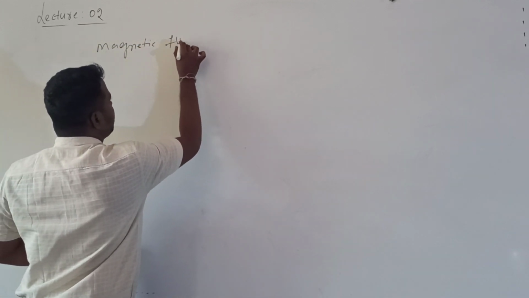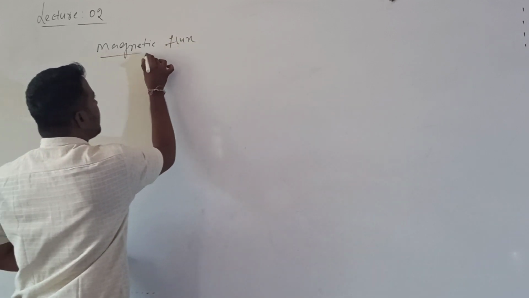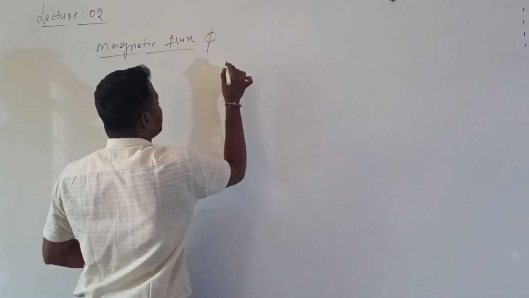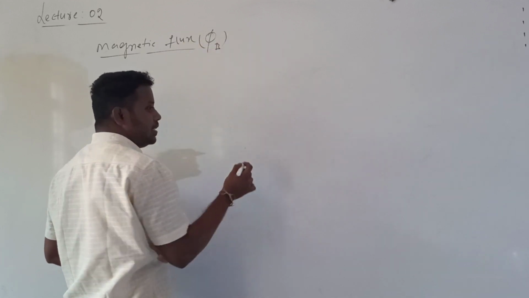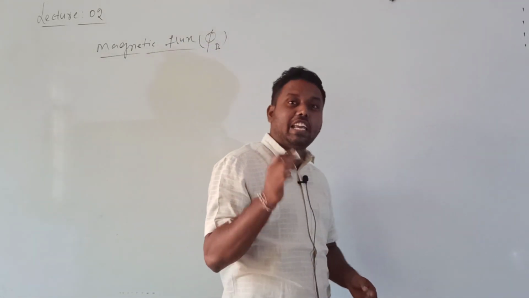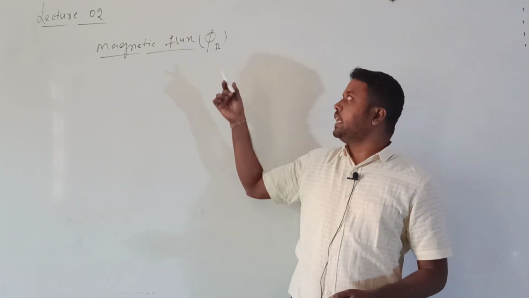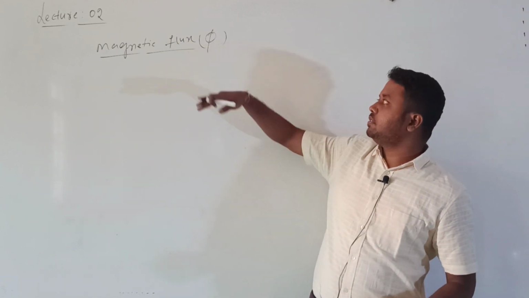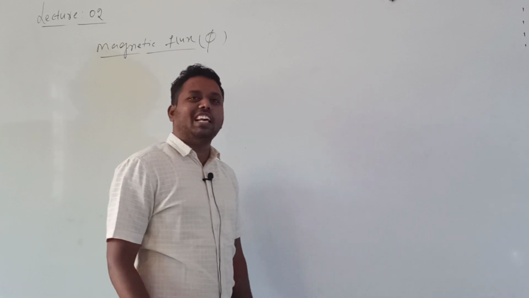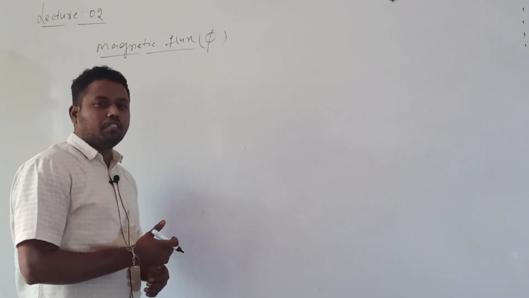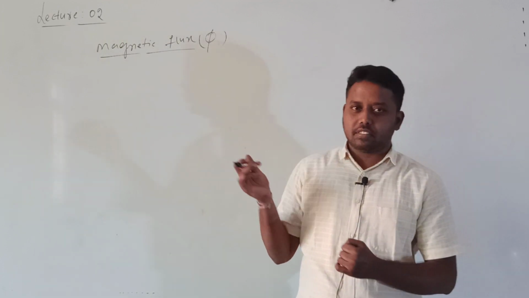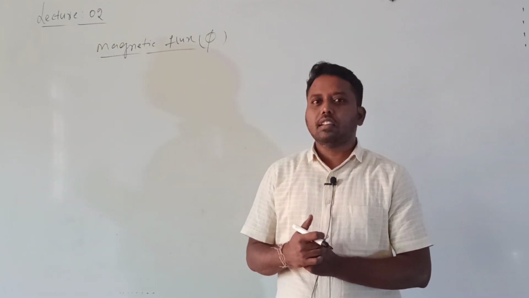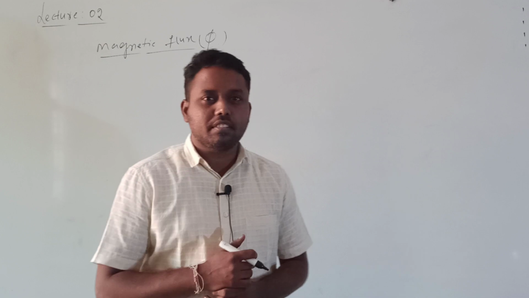What is magnetic flux? Magnetic flux is represented by the symbol phi or phi B, because electric flux also exists, that is phi E. Here I can write magnetic flux as either phi or phi B, because yesterday many times I told you the magnetic field will be represented in terms of magnetic flux. So what is magnetic flux?